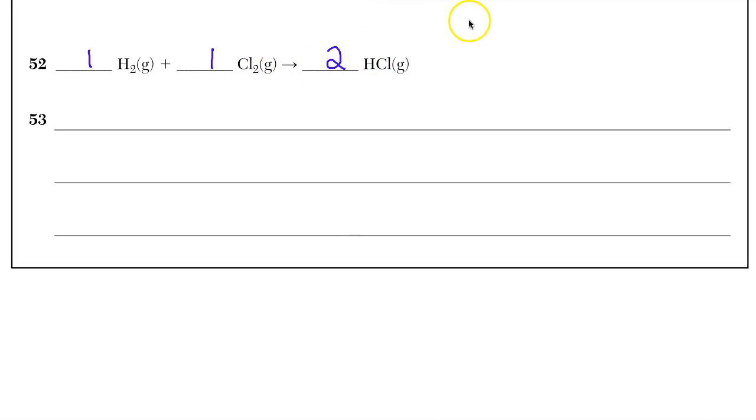Now careful, the question did ask for the lowest whole number, because some people could balance by putting a 4 in this place and then putting a 2 and 2. That would balance as well. So they always want the lowest whole number, and they were reminding you that. So that's why we're going to stick with the 1, 1, and 2, or nothing in front, which implies 1 and 2. Pretty straightforward, number 53.